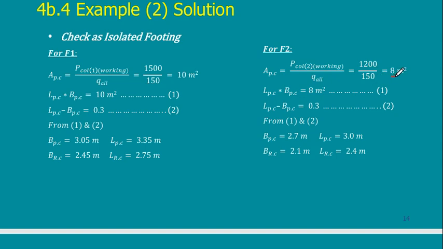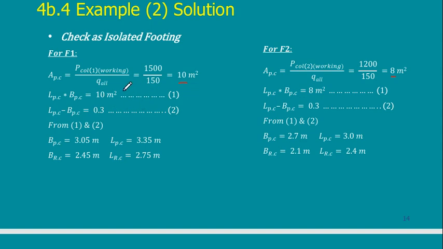So this is one area, this is the second area. Get the corresponding dimensions of both, and we said that we usually take the difference between the length and breadth of the isolated footing. It is better to be equal to the difference between the length and breadth of the column. So I have a column 40 by 70, so the difference is 30 centimeters. So I need dimensions where the difference is 30 centimeters.